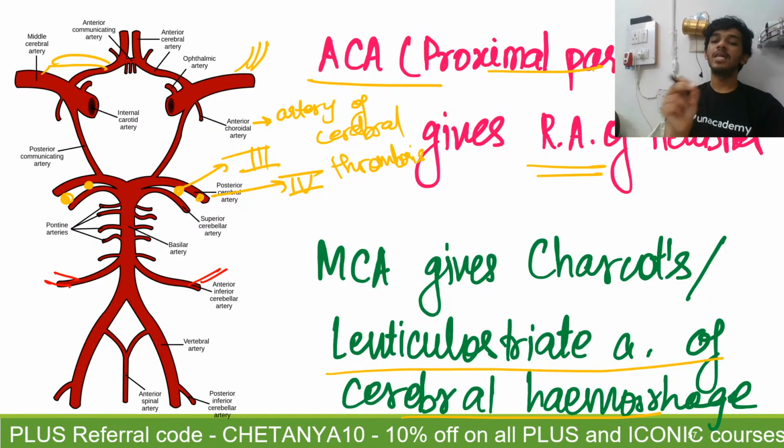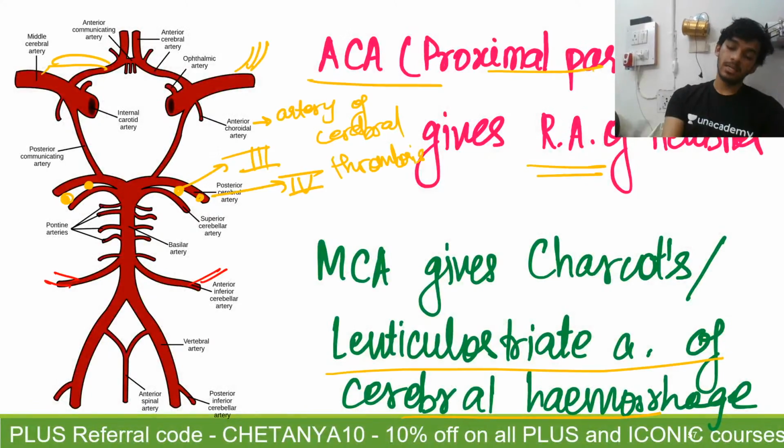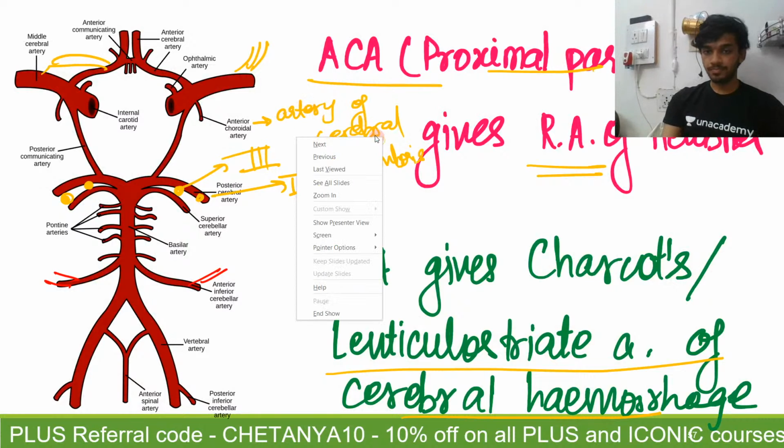And what is the artery of cerebral hemorrhage? That is the lenticulostriate artery. It is given by the middle cerebral artery. It is also known as Charcot's artery of cerebral hemorrhage. So that is a little bit about the basics of the circle of Willis.